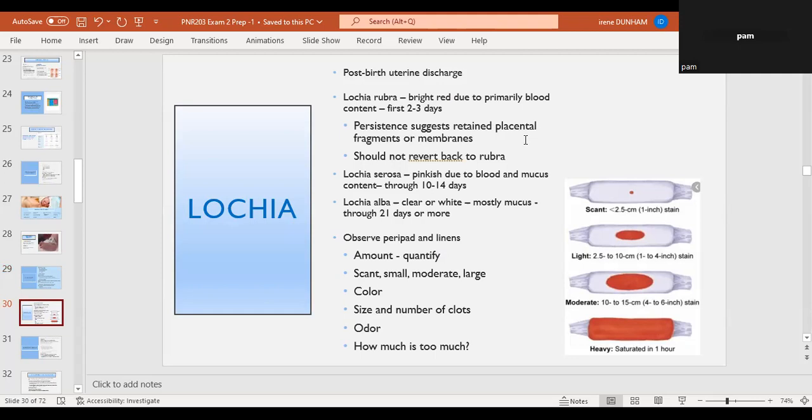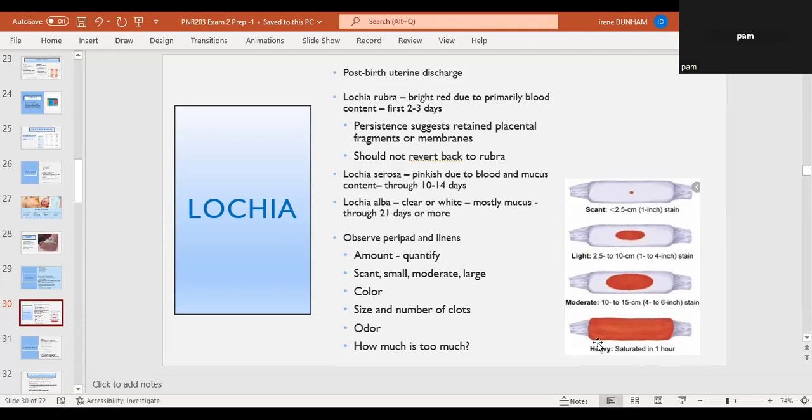Now, when you give a report to a physician, like the SBAR report, you can't say, well, she has a small amount of bleeding. They always want you to quantify. So if she has, say, a moderate amount of bleeding, that's like 10 to 15 centimeters. So that's what I would say. She has 12 centimeters, doc, on the pad. Then he knows that is anywhere between 4 to 6 inches stain on that pad. Now that's pretty significant. Now, if I have a heavy, I say, well, doctor, she has now saturated the complete pad in an hour. That's not good. Okay, so he needs to be coming in.